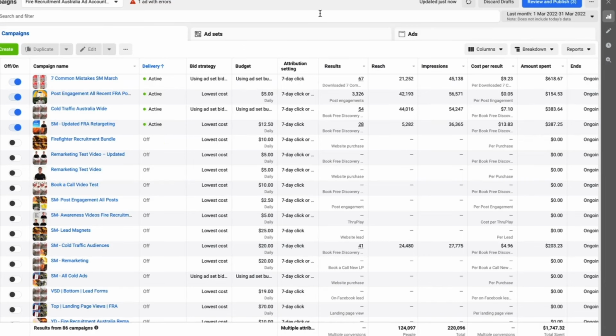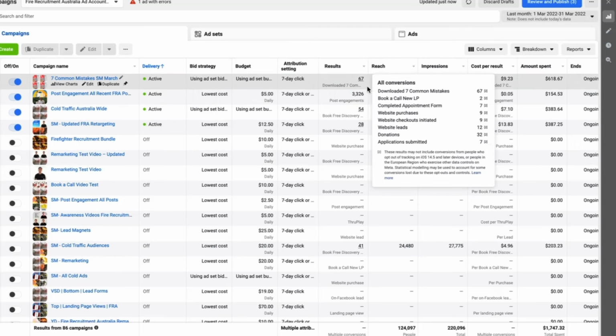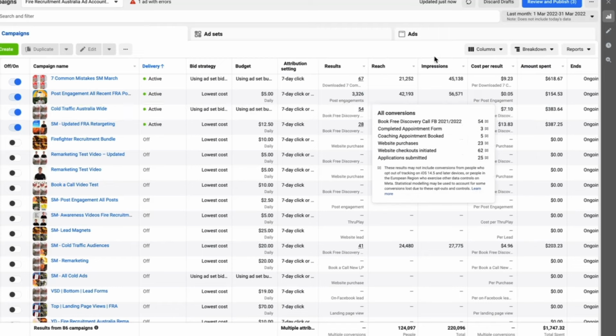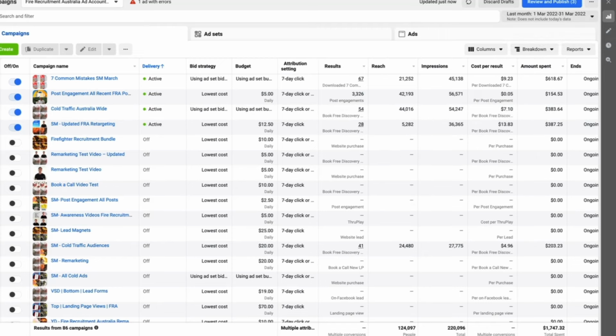And the campaign objectives that we've set up here is getting people to book a discovery call and also getting them to download some freebies so that they can join the email list, which establishes trust and credibility for Fire Recruitment Australia as a service provider and the premier service provider to help people increase their chances of becoming a firefighter. We've also got a campaign set up for post engagement. So these are all the posts which are published onto the Facebook page.